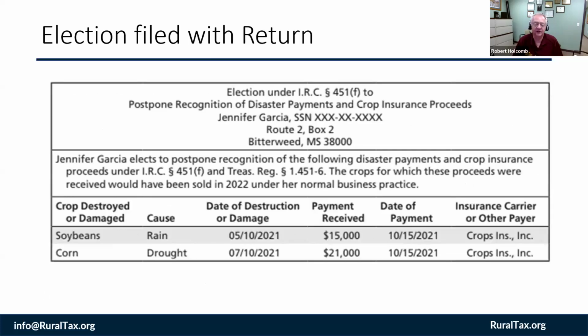Here's what a crop insurance election is going to look like. These things all look very, very similar. It has the election under the code section. It's got the taxpayer, the tax ID number or social security number, the address, and then it's got listings of the crop losses and the amount that was paid. So this is just a quick and dirty look at what a crop insurance election is going to look like.